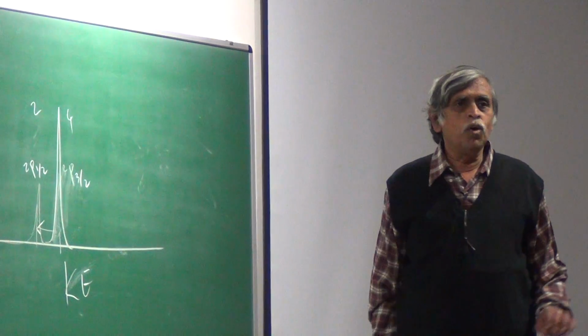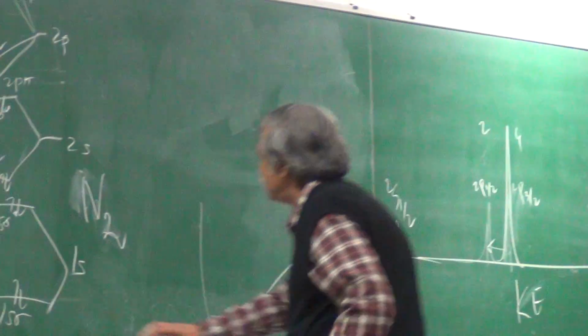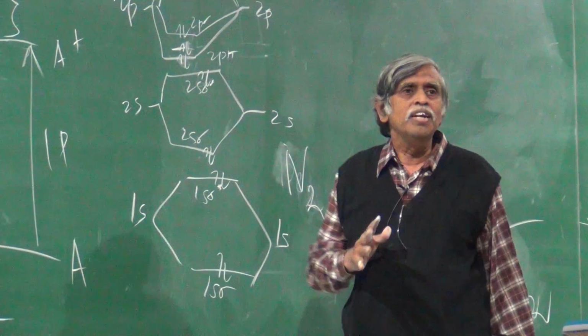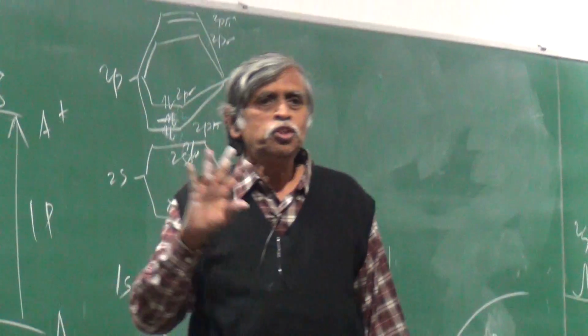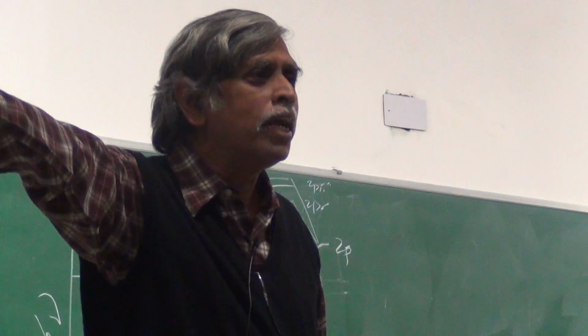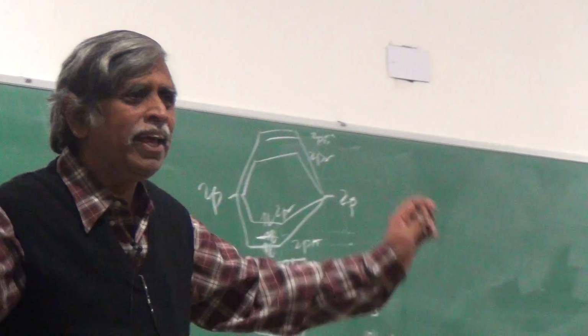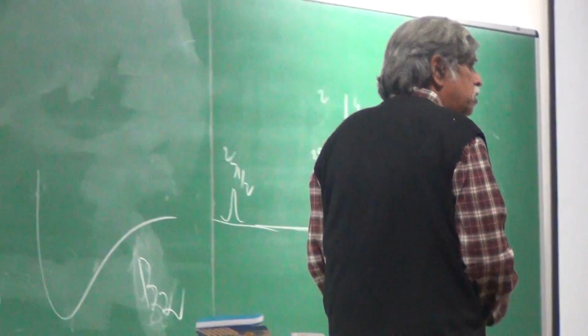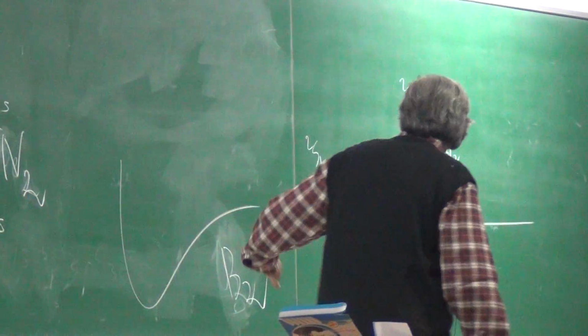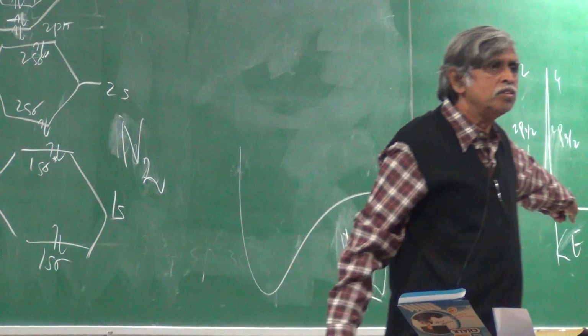For that configuration, what do you think? It's all completely filled out. Everything is filled, isn't it? This is filled, this is filled, this is filled. If everything is filled, what should it look like? In an atom we saw, if everything is filled, what's your term state? Singlet S. So it should be something like that. No orbital angular momentum, no spin angular momentum. Everything is paired. Everything is simple. And let us say the potential curve for nitrogen is like this.